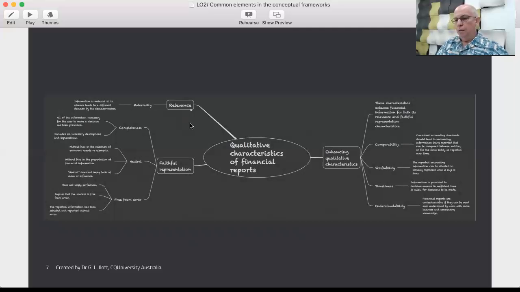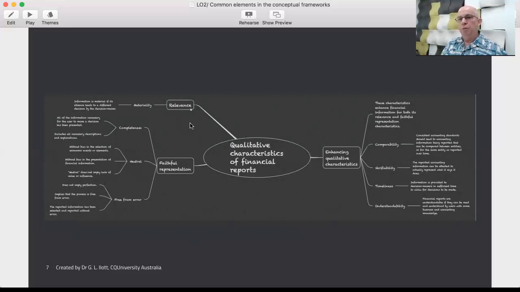Now, between those two broad objectives, those qualitative characteristics, we also demand some characteristics that enhance or help meet those characteristics. So comparability, for example. We want our financial reports to be comparable with similar firms in the same industry or within the same firm over the period of time. They need to be verifiable. Someone needs to be able to come and check those reports.